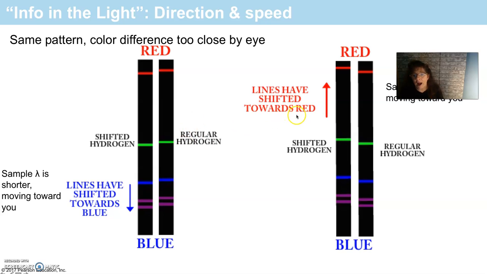If the source of the sample is moving away from you, you move a little bit more toward red. You move a red shift. You don't see a difference, the spectrograph does. And I think I'm going to stop it there because we're going to talk about the spectrograph next.